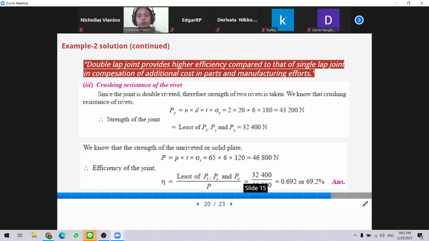Is there any question about this example? No? Oh, sure.